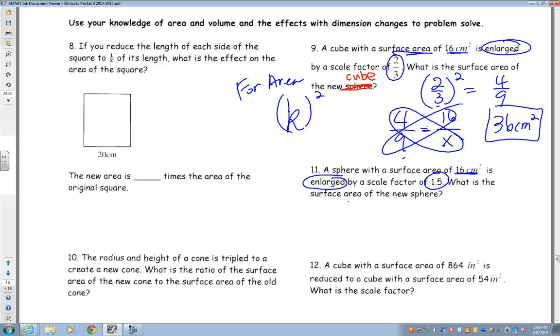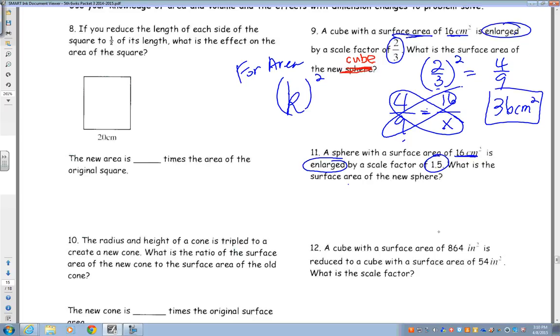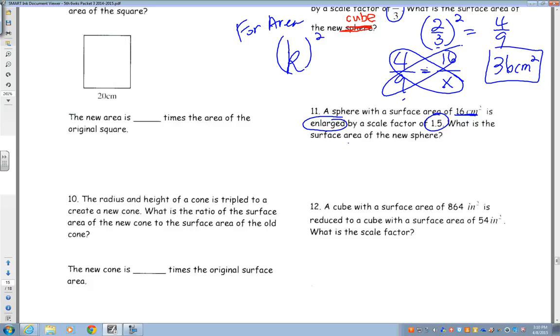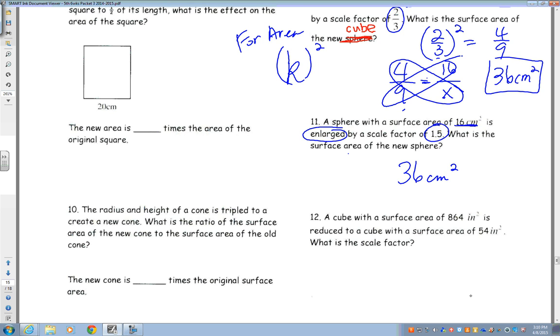Yes? Yeah, that's the question for scale factor. I think there are 3 questions over scale factor. One with area, one with volume, one with just the ratio. 16 questions? Yeah. All right. You should have 36 centimeters squared here. Also, 16 questions on the test tomorrow.